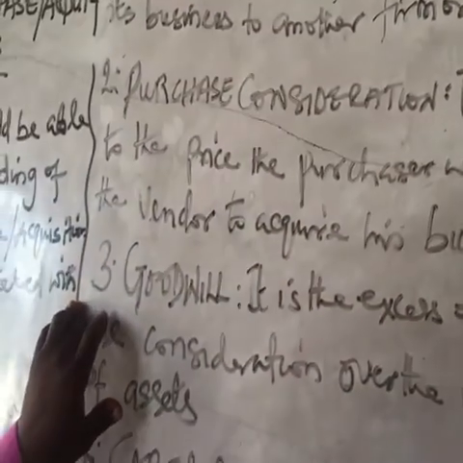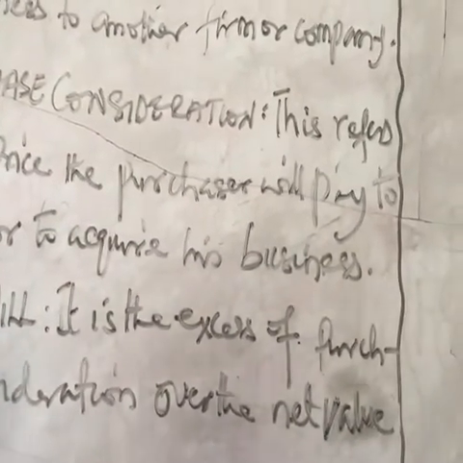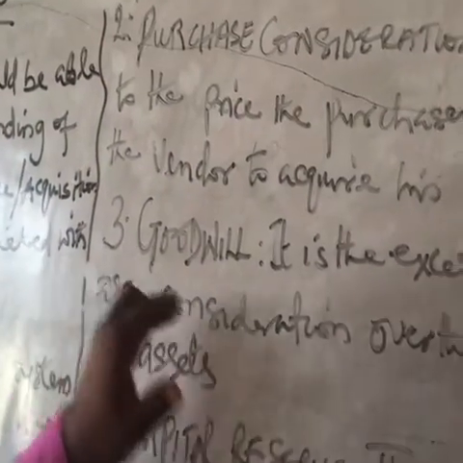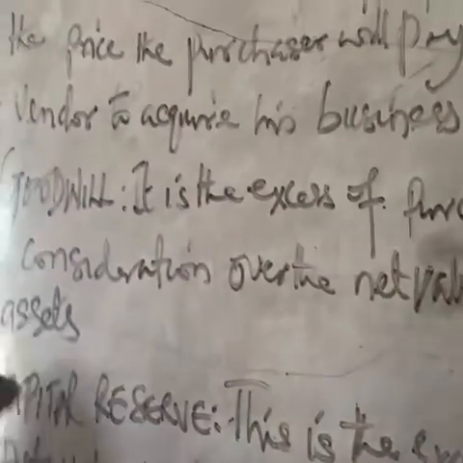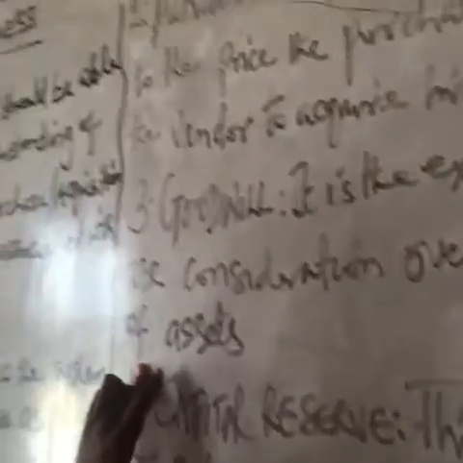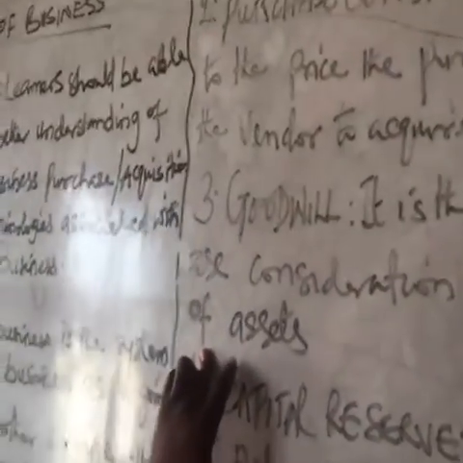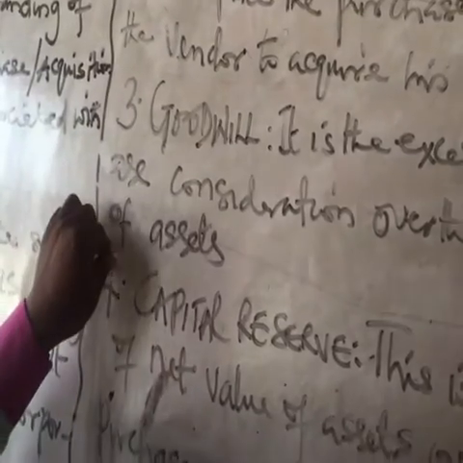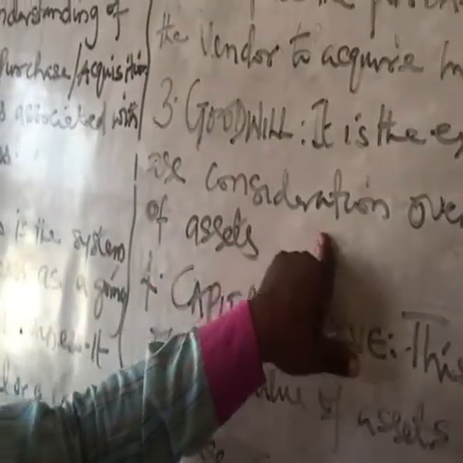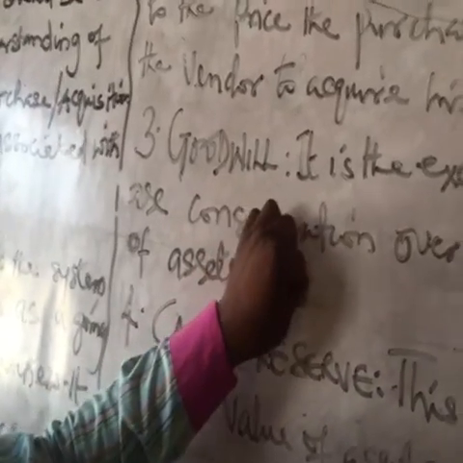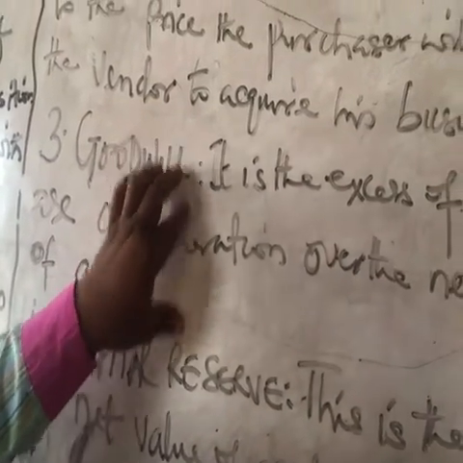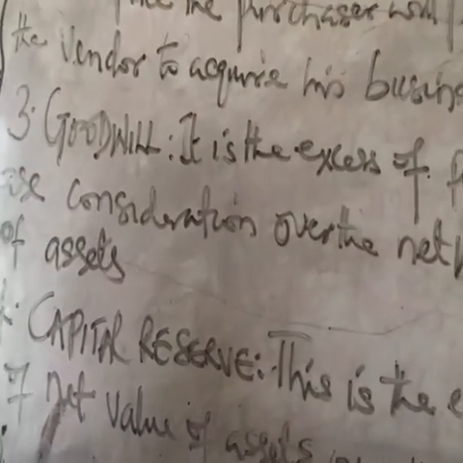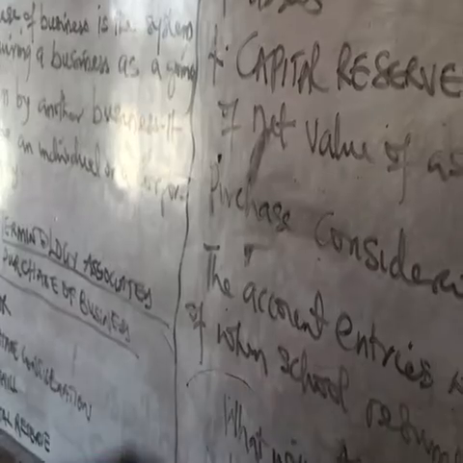Now, thirdly, I have here the goodwill. It is the excess of purchase consideration over the net worth of assets. All the assets put together, if you sum their net value, whatever it comes to, you compare it. If you compare it to the price that the buyer is willing to pay, whatever is the difference becomes the goodwill. It becomes the goodwill. The excess of purchase consideration over the net value of the asset is the goodwill.